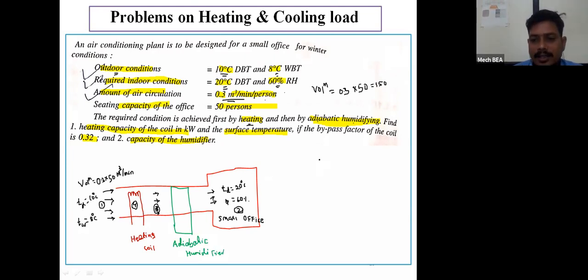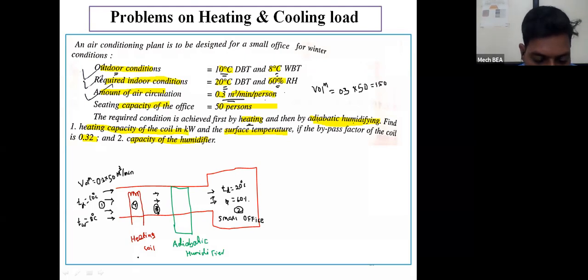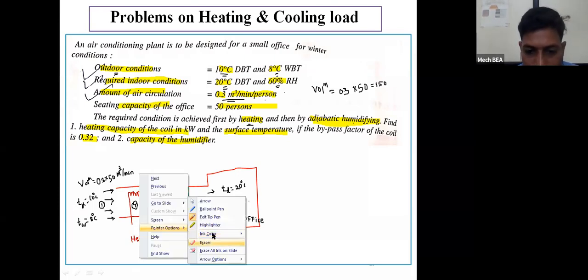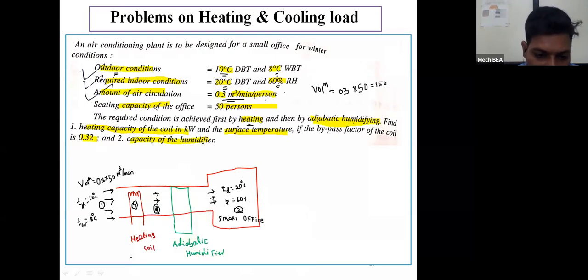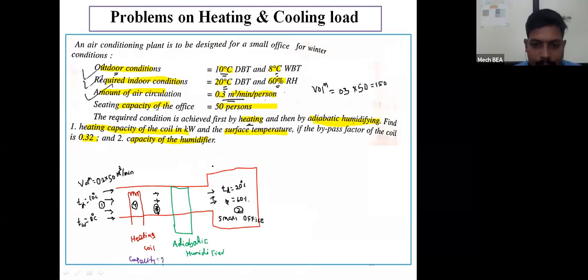So here they have asked us to find the capacity of coil in terms of kilowatt, that means the heating capacity of the heating coil. First question: find the heating capacity of the coil in kilowatt. And the surface temperature of this coil I also need to find out. What will be the surface temperature of this coil?